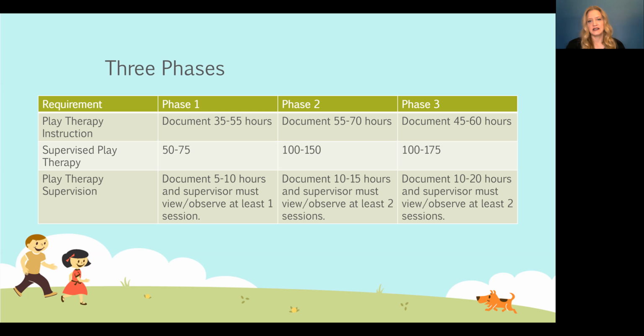At the second phase, it's similar, but it's 55 to 70 hours with 100 to 150 play therapy hours of experience, and then document 10 to 15 hours of supervision. And you can see phase 3 is similar. You'll see also that there needs to be at least 1 observation by the supervisor for phase 1, and 2 observations by your supervisor in phases 2 and 3.